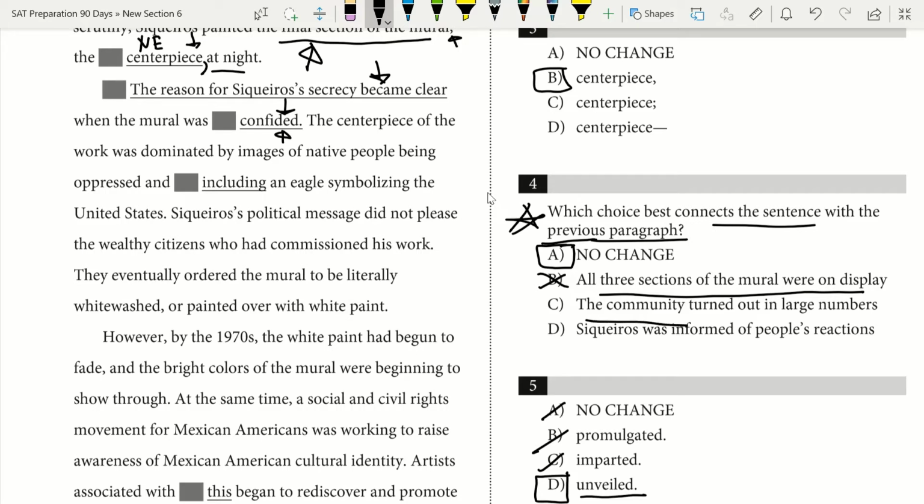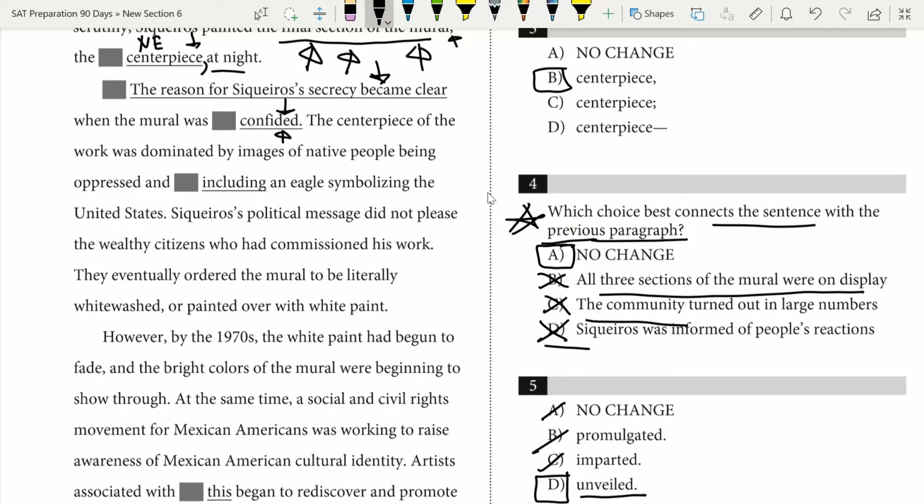Option C, the community turned out in large numbers. Once again, we need to connect to that secrecy part of our previous paragraph. Option D, Sequeiros was informed of people's reactions. No, we want to connect to that secrecy part. The only option that's connecting to that secrecy part of that previous paragraph is option A. So our answer for 4 then is going to be A.